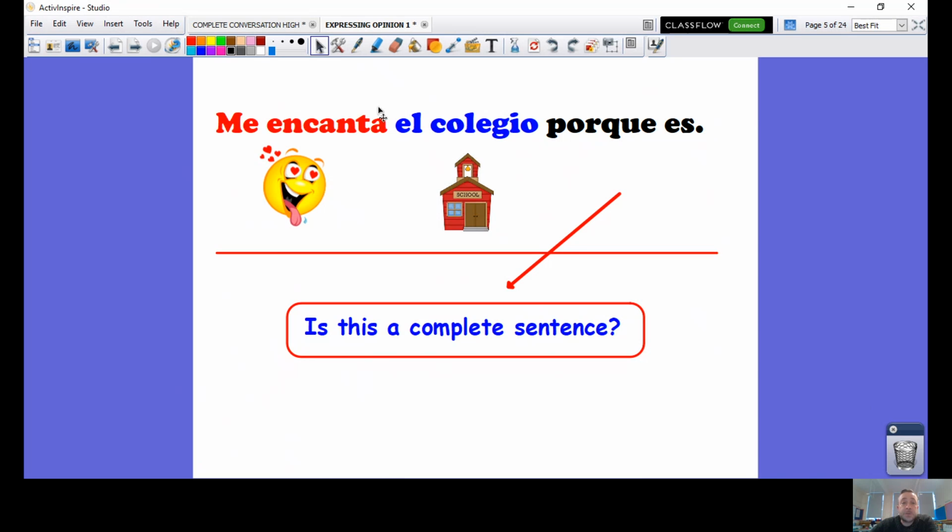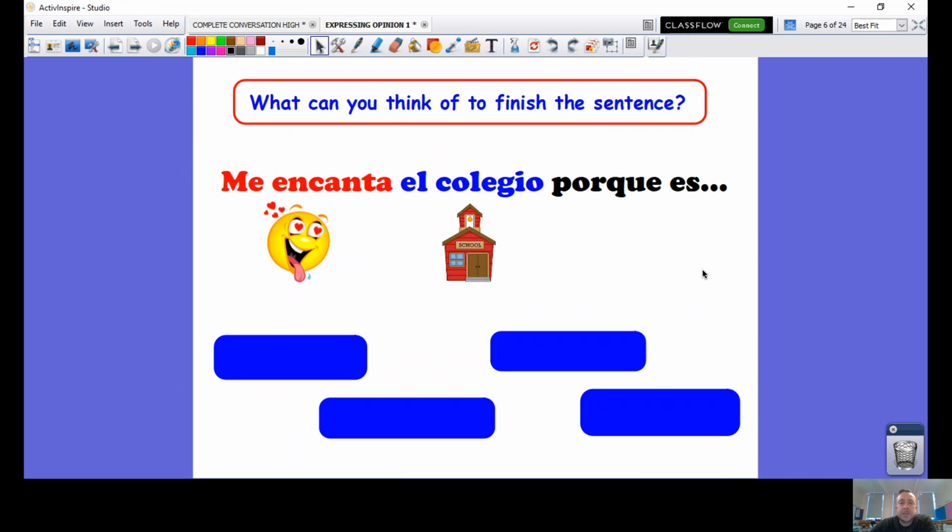Adjetivos, adjectives. We have our sentence starter, me encanta, I love. Our subject, el colegio, school. Our connector, porque es, but we need an adjective to finish this sentence. What adjectives could you think of to finish this sentence? Which ones do you remember from our lessons? I'll give you 5 seconds thinking time.